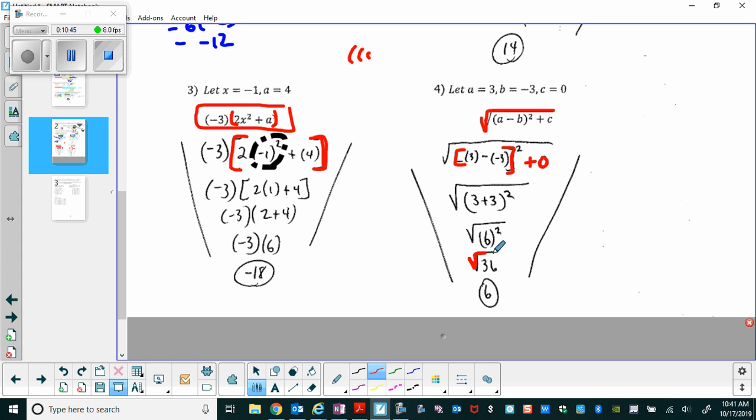So our last step now is to take the square root. Remember that this acts as a grouping symbol, so you want to do everything underneath here first. So we kept simplifying this all the way until we got it to be a 36. And then when you take the square root of 36, you get 6.